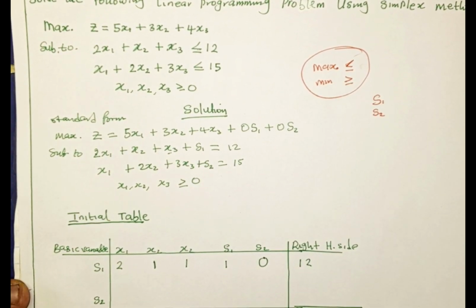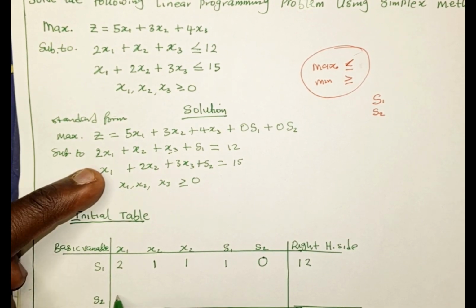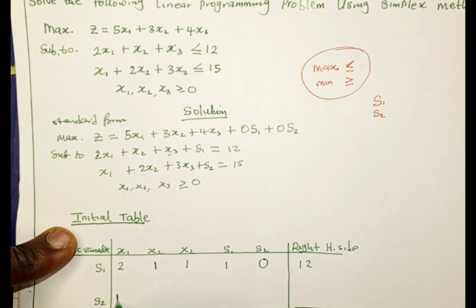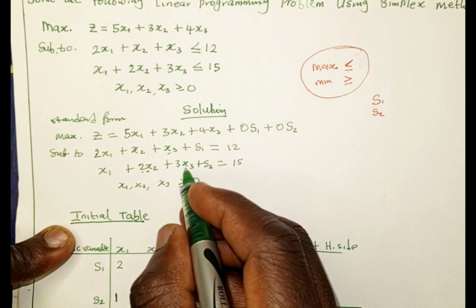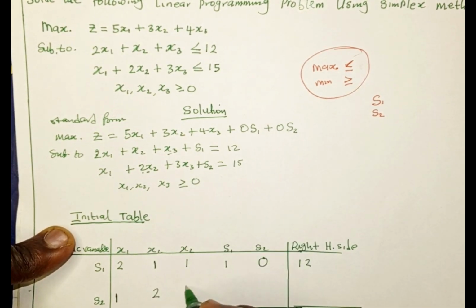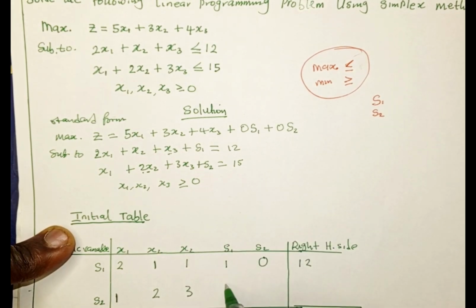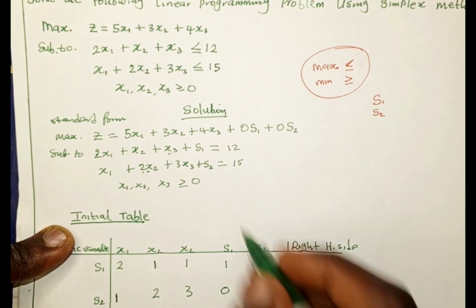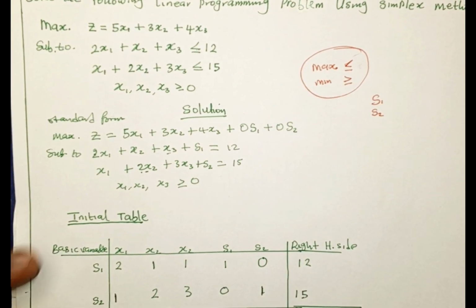The next one is equation 2. What is the coefficient of s1 in equation 2? It is 2. No, it's 1. Sorry, we're here. It is 1. Then the coefficient of x2 in equation 2 is 2. The coefficient of x3 in equation 2 is 3. There's no s1 in equation 2, so we write 0 here, but they have s2 with coefficient of 1. Then the right hand side is what? It is 15. So how are we going to get the z value?